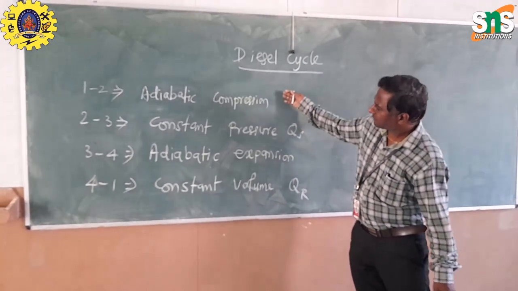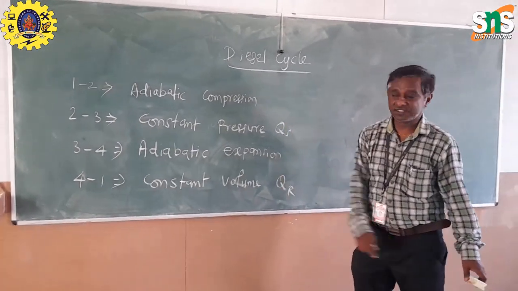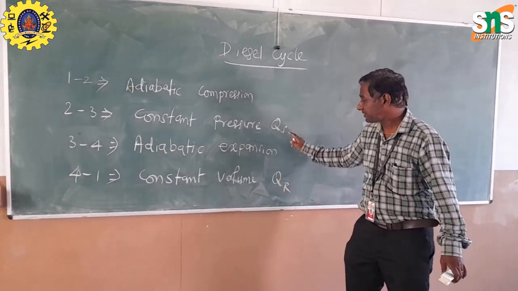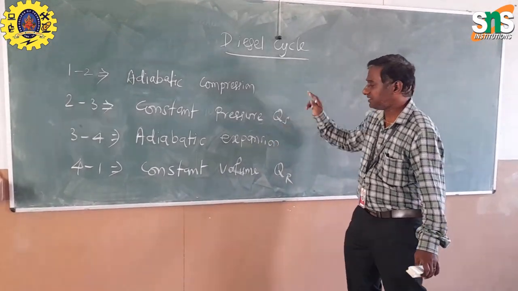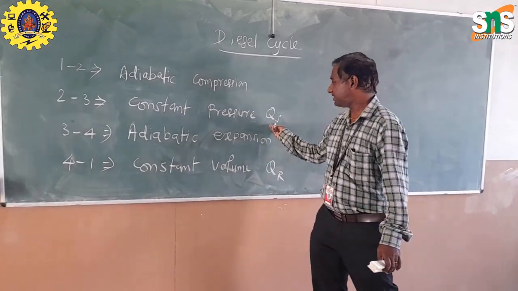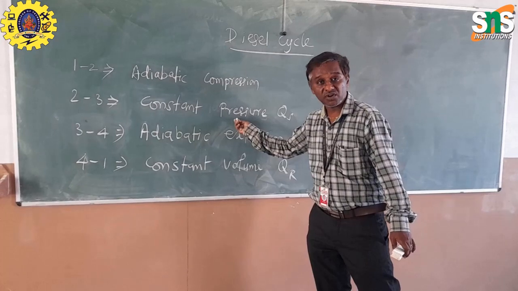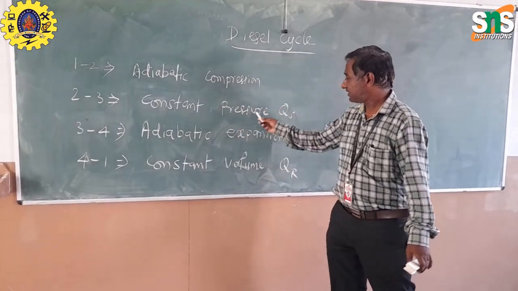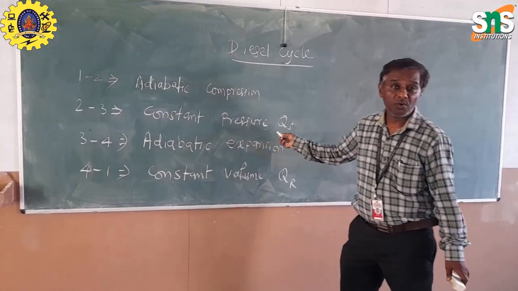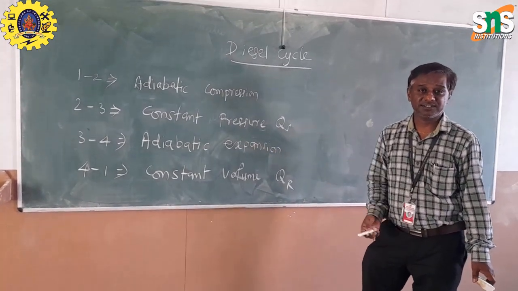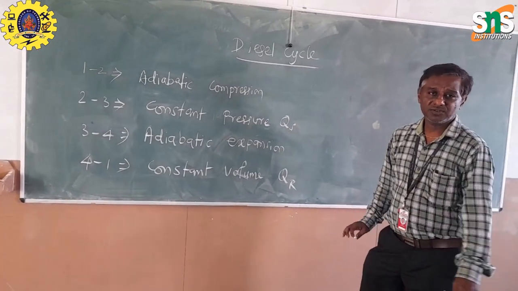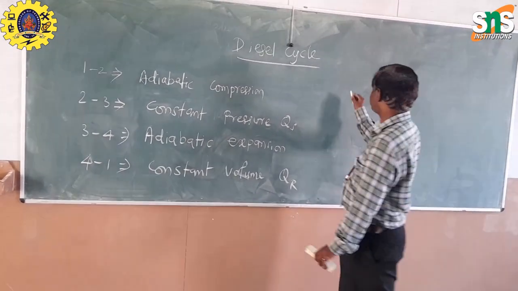It is the same as the constant volume heat addition cycle, as well as constant pressure heat addition. Okay. In the Otto cycle, the heat addition process takes place at constant volume, but in the diesel cycle, it takes place at a constant pressure. That is the only difference in the processes. The other processes are the same for both the Otto cycle and the diesel cycle.